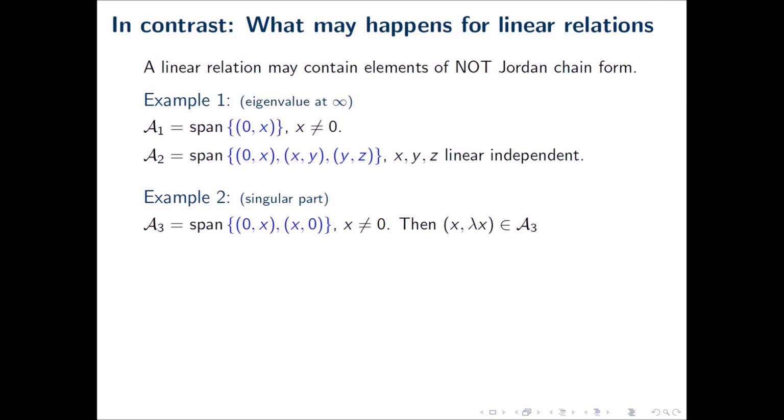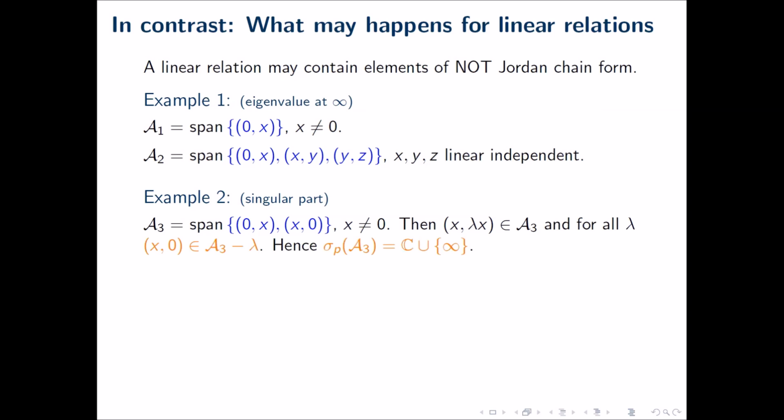If you have something like this, then you see you can add this element. You multiply this element by lambda. We are in the subspace, right? Linear relations are subspaces. So I can add elements and I can multiply this. I multiply with lambda and add these two guys. Then I get this one. But this one is a Jordan chain. It is in the kernel of A3 minus lambda. This one is in A3 minus lambda.